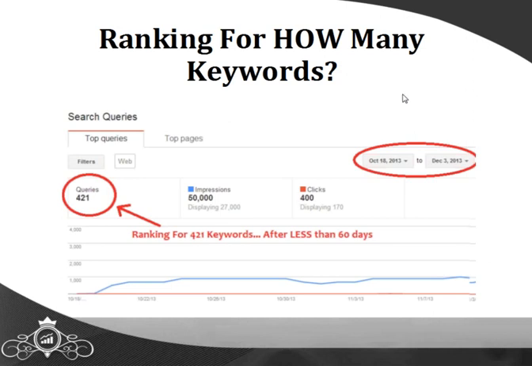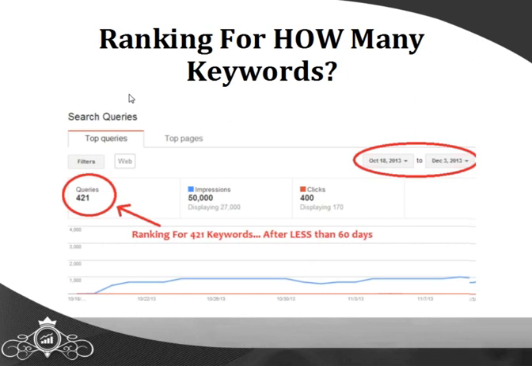What you will see here is that this website is less than 60 days old. This is about 45 days in when we grab this. This site was ranking for 421 different unique search queries, 421 keywords. If you're looking at that and thinking, how is it possible for a site that only has 15 pieces of content to rank for 421 keywords, I'll give you a hint, you are asking the right question. That's what we're going to talk about in a second.